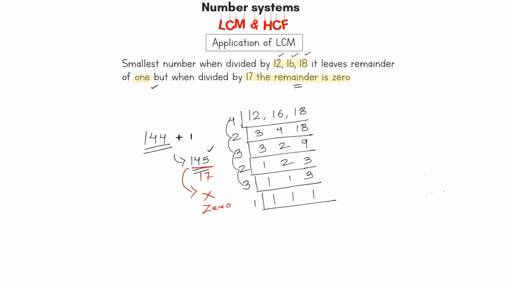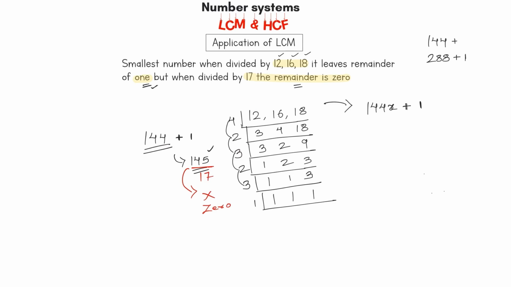So a little bit of analysis is needed here. What will I do here? I know the number is of the form 144x plus 1. Because if the first number is 144, that is exactly divisible by 12, 16 and 18. What will be the next number? 144 into 2, 288. That will be the next number. Now if you need a remainder of 1, it means you will add 1 to 288.